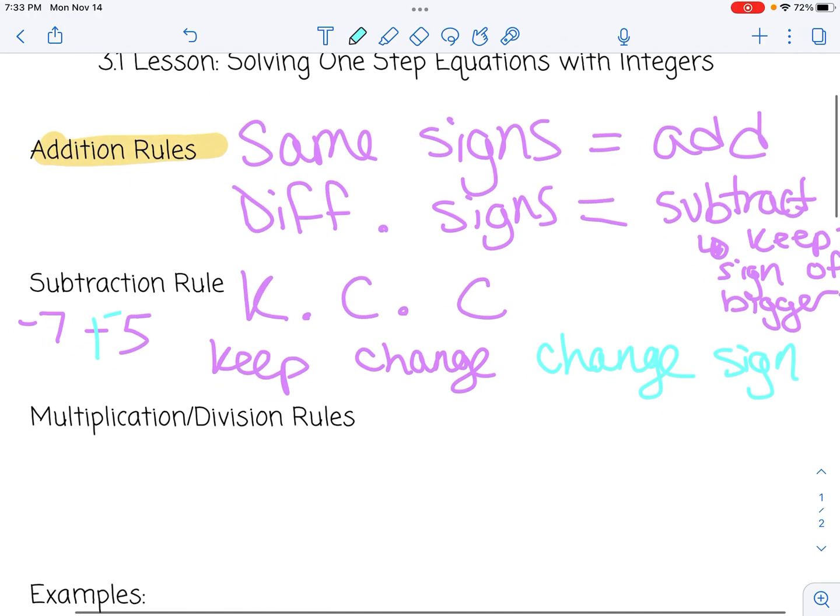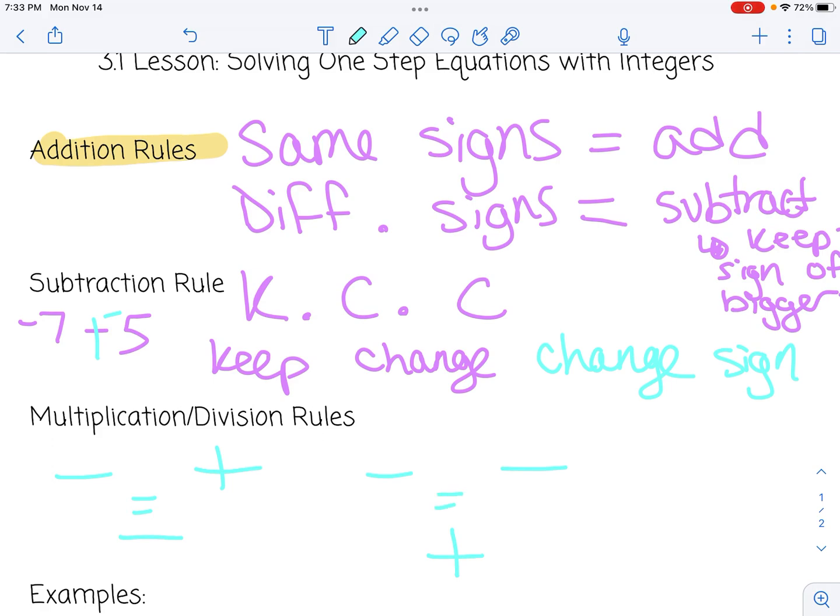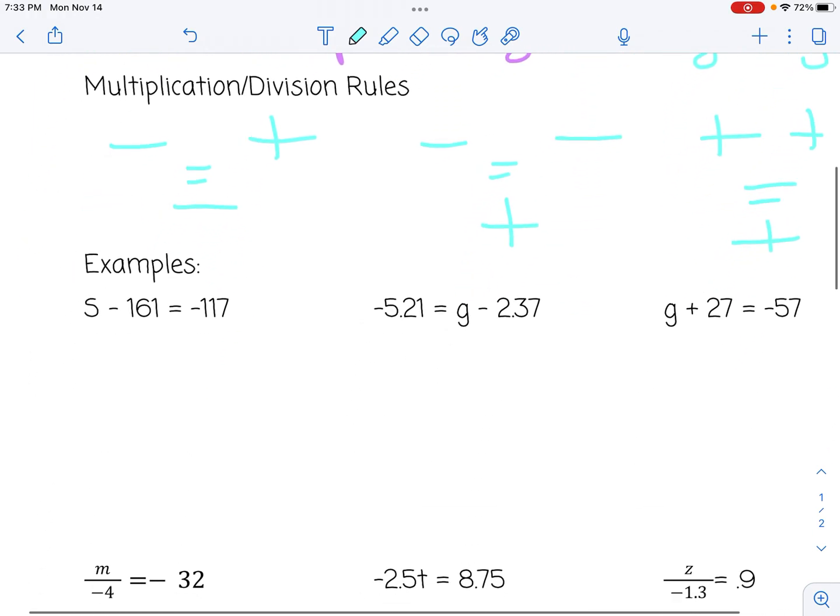Last is our multiplication and division rules. So when we have a negative and a positive, when we are multiplying or dividing, our answer is going to be negative. When we have two negatives, our answer is going to be positive. And when we have two positives, our answer is positive. So let's do some examples.